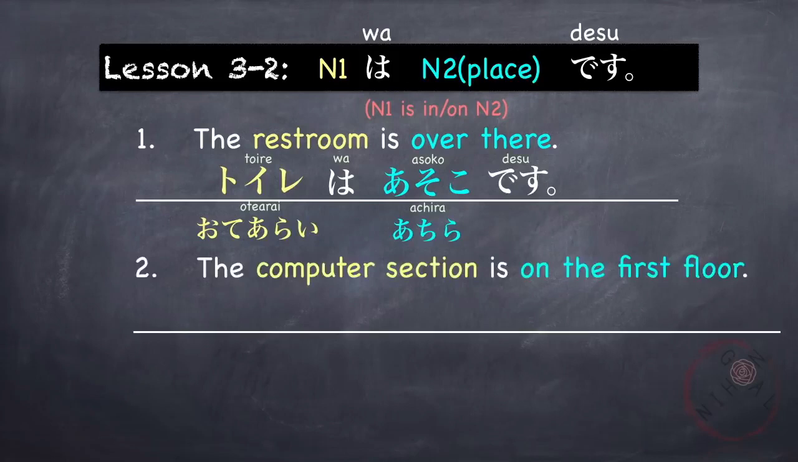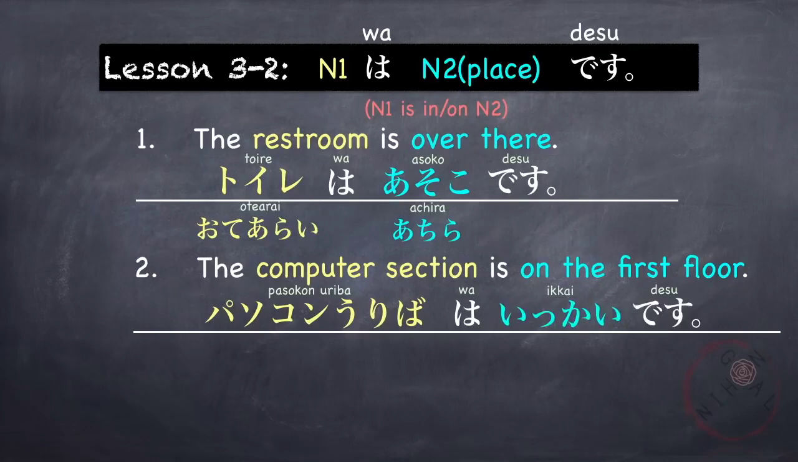Next example is the computer section is on the first floor. If you are in a department store and you're looking for the computer section, you say pasokon uriba. Pasokon is computer. Uriba is the department or section where they sell computers. Pasokon uriba wa on the first floor. If you check the vocabulary list for this lesson, you would remember that first floor is ikkai. So to complete the sentence: pasokon uriba wa ikkai desu.